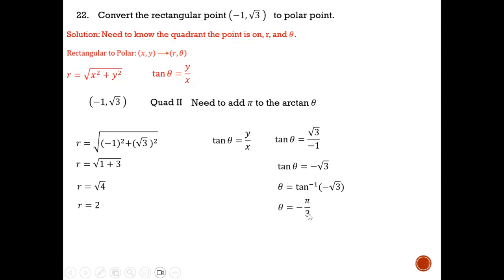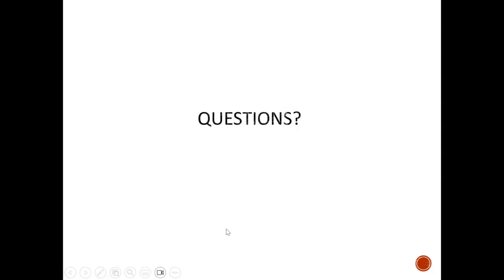If you put that in the calculator, in the Casio, right? But we said, right, since this is quadrant 4, we want to go to quadrant 2, so I need to add pi to the arctangent, which will give us 2 pi over 3. I found my r, I found my theta, so that's my solution, guys. 2 pi over 3. And I believe that's it for this presentation.